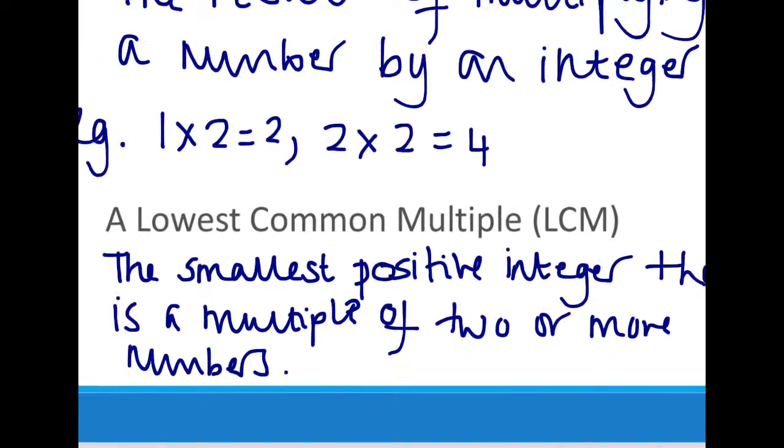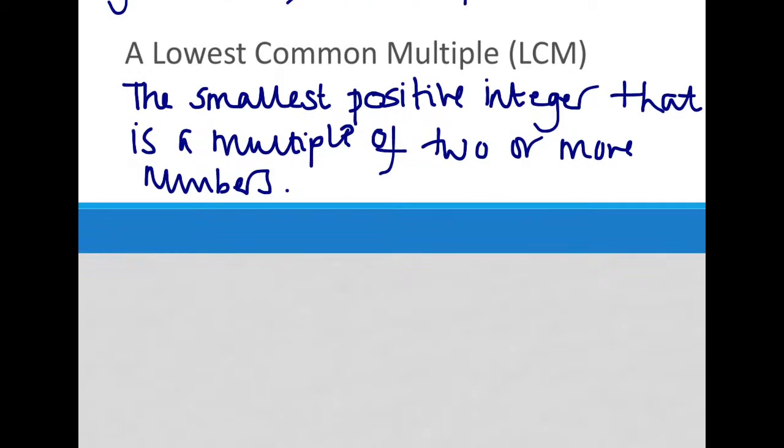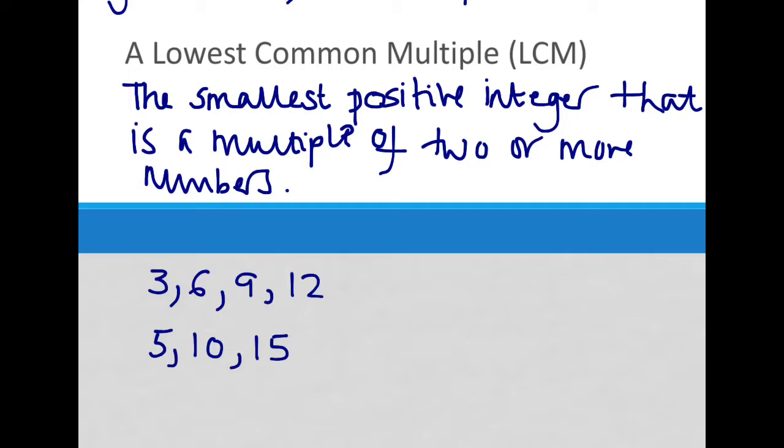And the lowest common multiple is the smallest positive integer that is a multiple of 2 or more numbers. So if I wanted the smallest multiple of 3 and 5, I would start with the number 3 and write out my 3 times table, and then write out my 5 times table underneath. Oh, I think I'm going to need another one there. And I'd notice that this is the first one that appears in both, and that's my lowest common multiple.